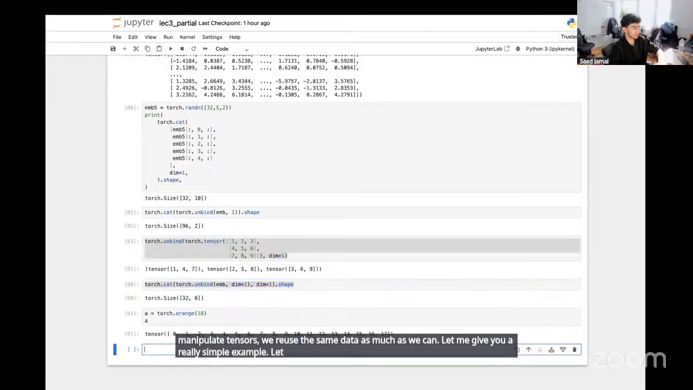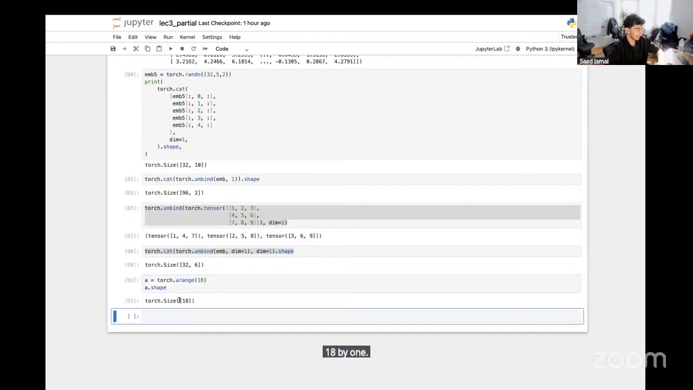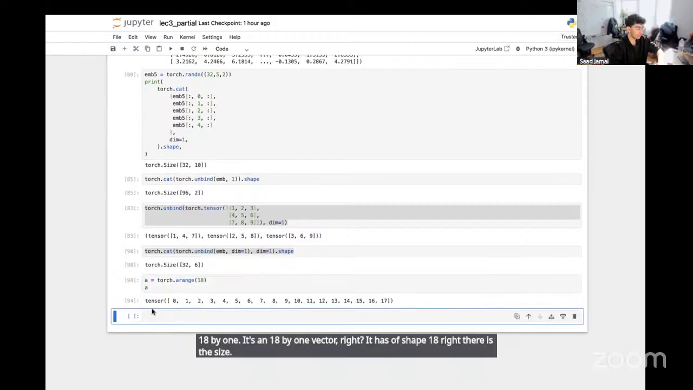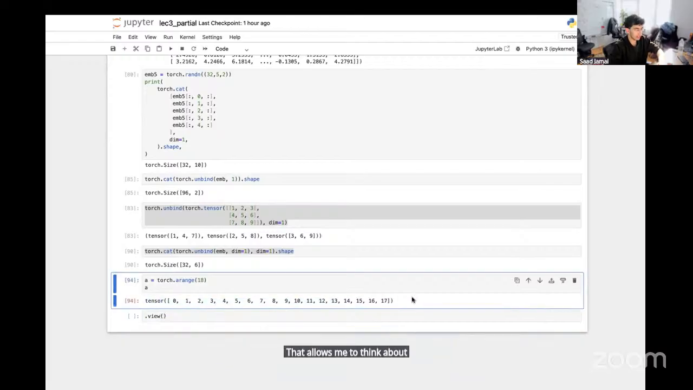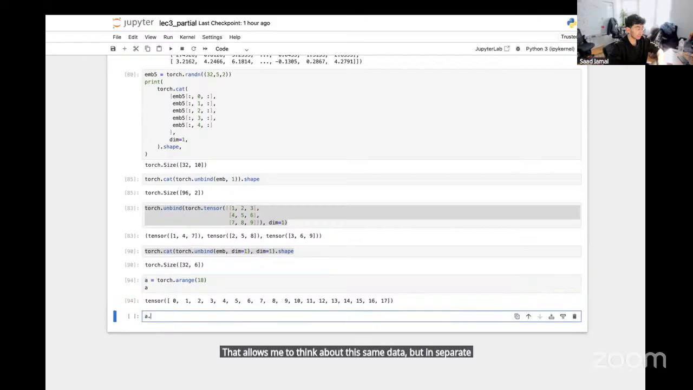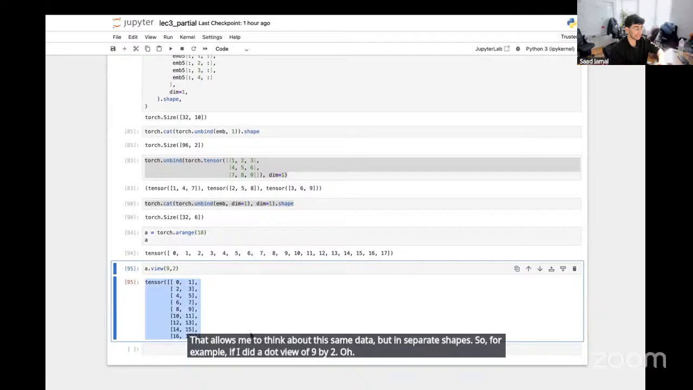Let me give you torch.arange of 18. Faizan, you're with me, right? Yeah. Okay. This is an 18 by 1 vector, right? It has a shape 18 right there, that is the size. Pretty simple. What's really interesting is that there's this function called view that allows me to think about this same data, but in separate shapes. So for example, if I did a dot view of 9 by 2, oh, hey, look at that. It took my same data and turned it into a 9 by 2 matrix.